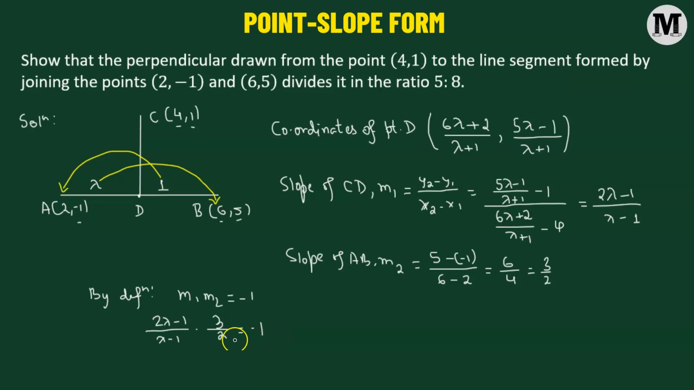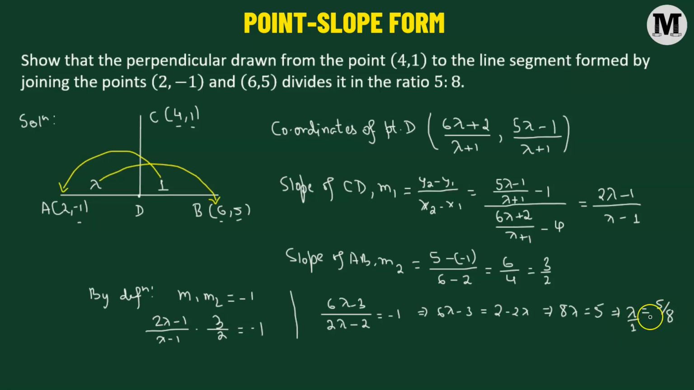Now, our goal will be to find the value of lambda. So let's do that. 3 times (2 lambda - 1) is going to give us 6 lambda minus 3, divided by 2 times (lambda - 1), so we get 2 lambda minus 2, and that will be equal to -1. This means we have 6 lambda minus 3 equals 2 minus 2 lambda, which implies we have 8 lambda equals 5. Or simply put, lambda will be equal to 5/8, or we can represent lambda over 1 as 5/8.